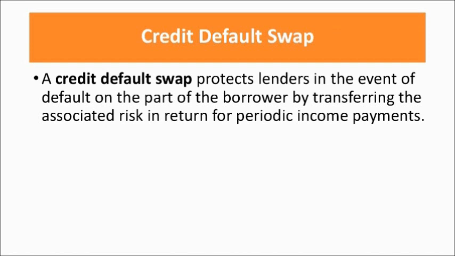So lender, if he enters into a credit default swap, he can transfer this risk to some other party and ensure that, suppose the borrower fails to pay the interest payments and principal, the other party in the credit default swap is going to compensate for it. It is as simple as taking an insurance policy on the borrower's default.